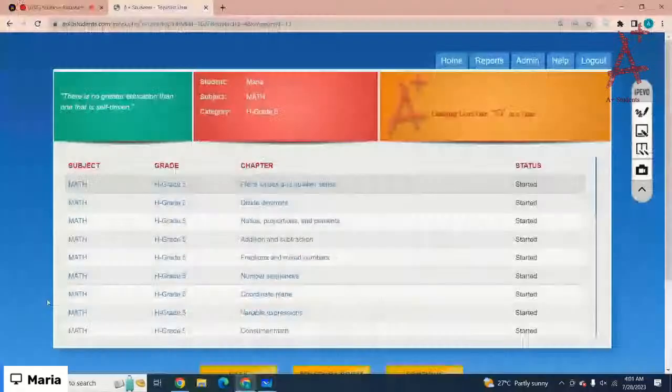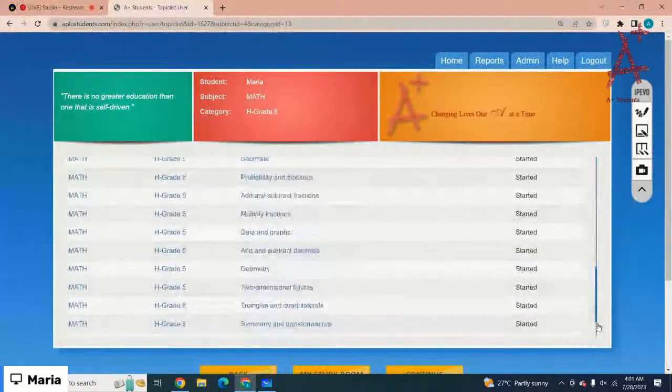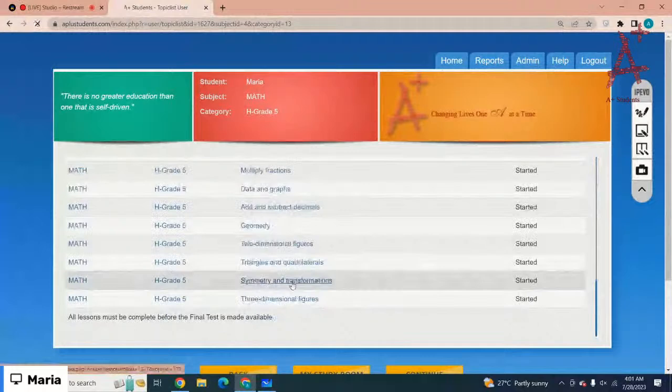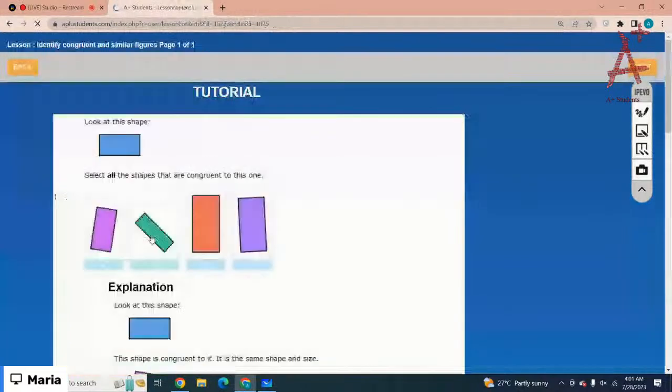Okay, here I'm on grade 5 math. So let's just start with the chapter symmetry and transformations. Here it is. And the lesson we're going to start with is identify congruent and similar figures. Let's just start with the first example. Look at this shape. Select all the shapes that are congruent to this one. So you are given a shape, you have to see the other ones that are congruent to the given shape.